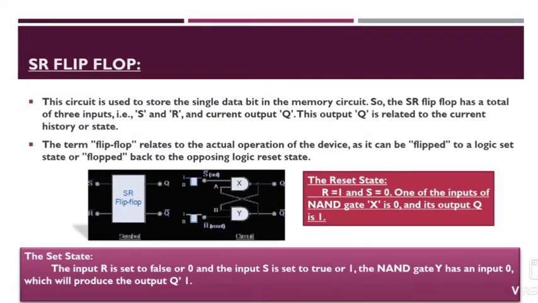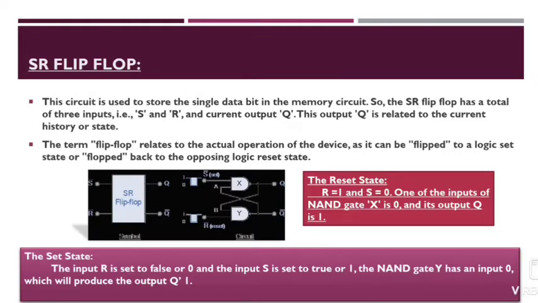So the SR flip-flop has a total of three inputs. Example: S and R and current output Q. This output Q is related to the current history of state. The term flip-flop relates to the actual operation of the device, as it can be flipped to a logic state or flopped back to the opposing logic state.